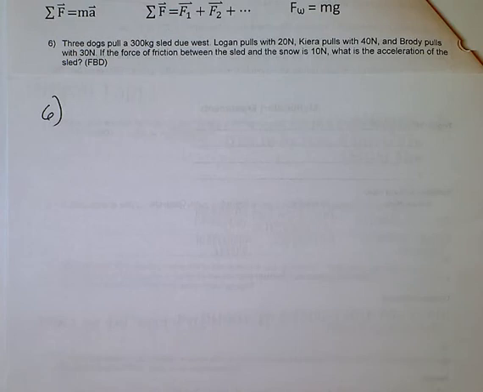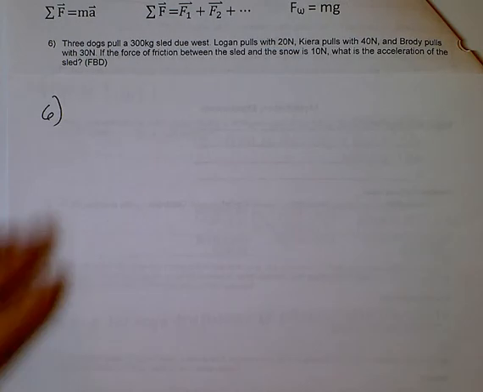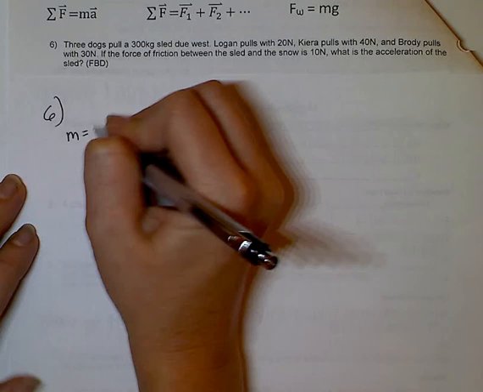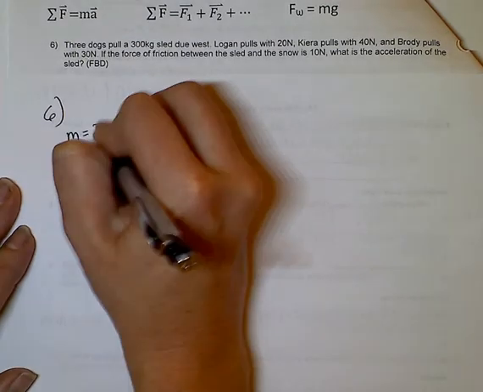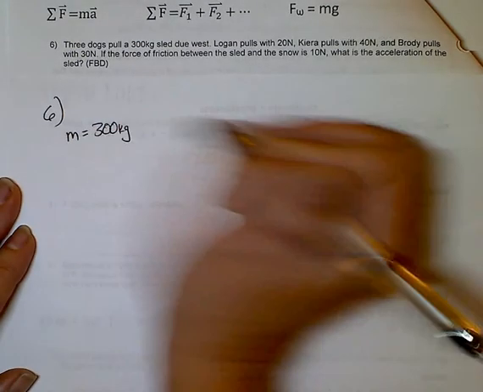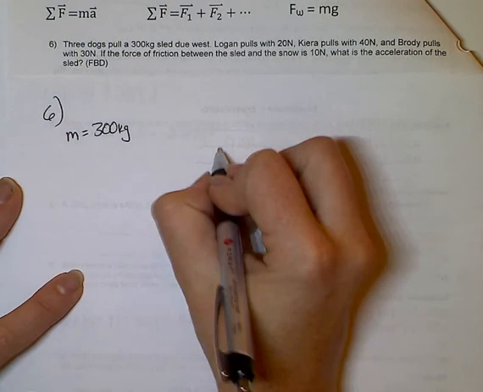I don't need the weight in this case because it is not a vertical problem. I do know that the 300 kilograms is my mass. I don't need my weight. I've got my free body diagram.